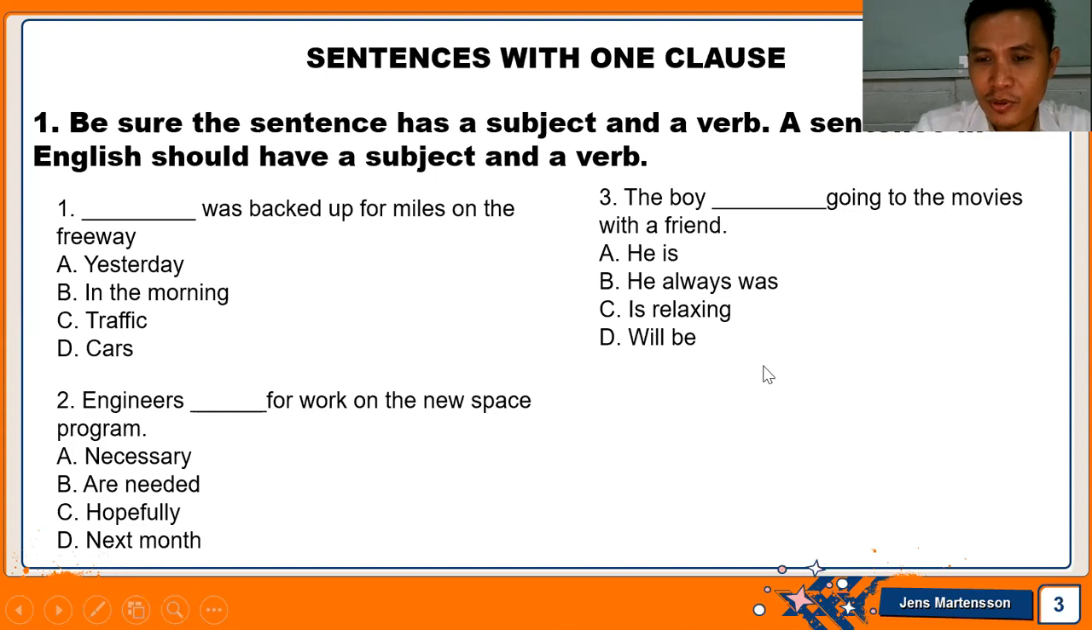If you are talking about the tenses, what is the tense used here in the sentence? Present perfect, sir? Will be going. Will, what is it? Future. Be going, present.